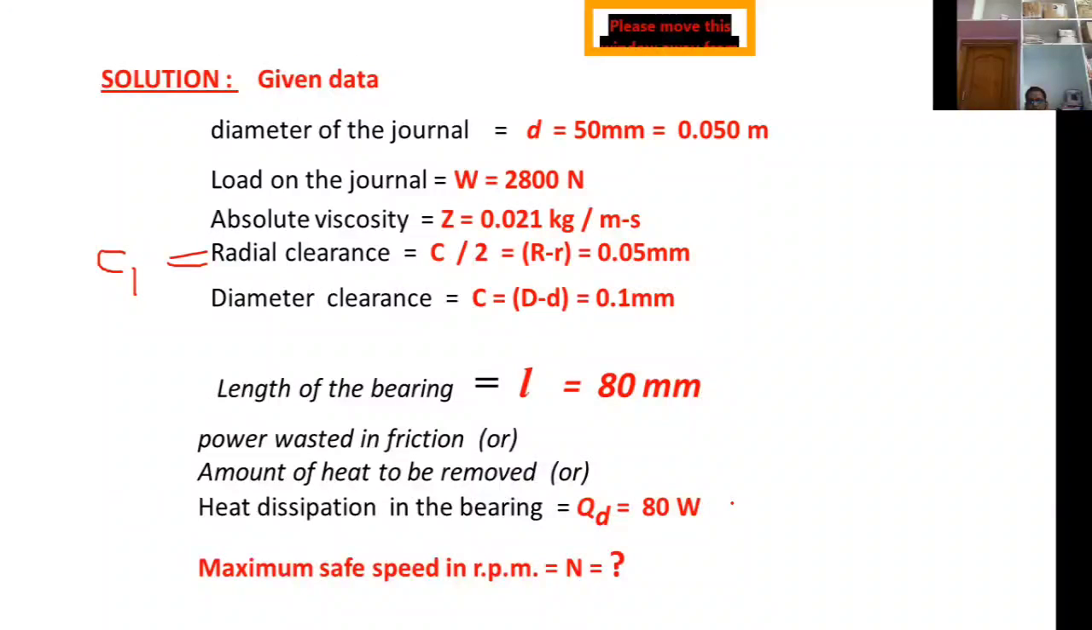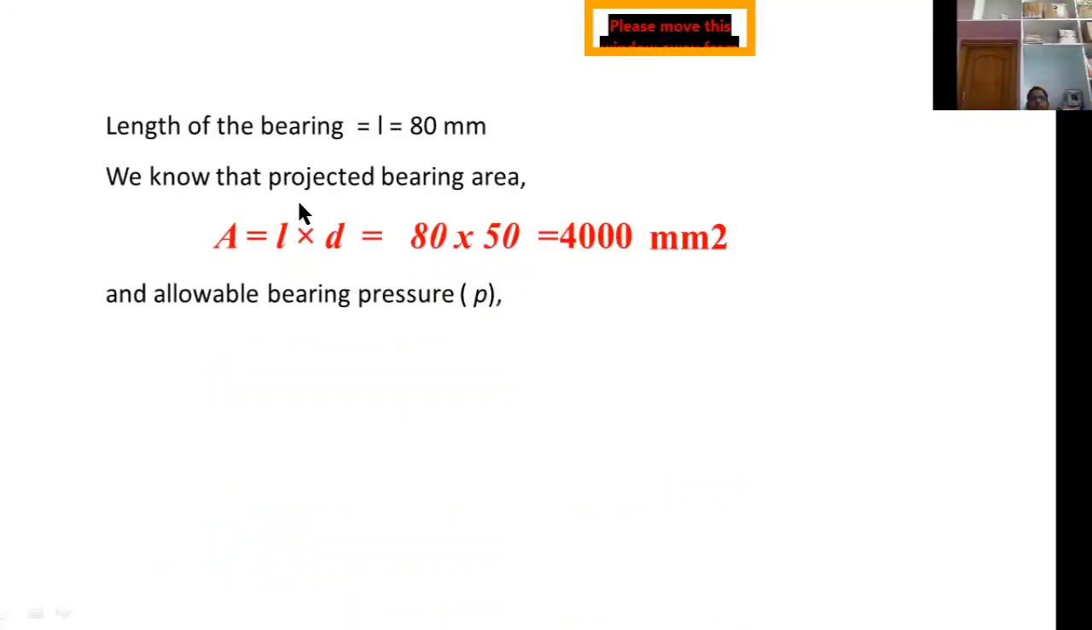But I consider this value: amount of heat dissipated equal to amount of heat generated. I consider this QD as QG. Amount of heat dissipation equal to amount of heat generation. In this particular problem only I consider this, there is no artificial cooling required. That means amount of heat generated equal to amount of heat dissipated. The length of the bearing L equal to 80 mm is given.